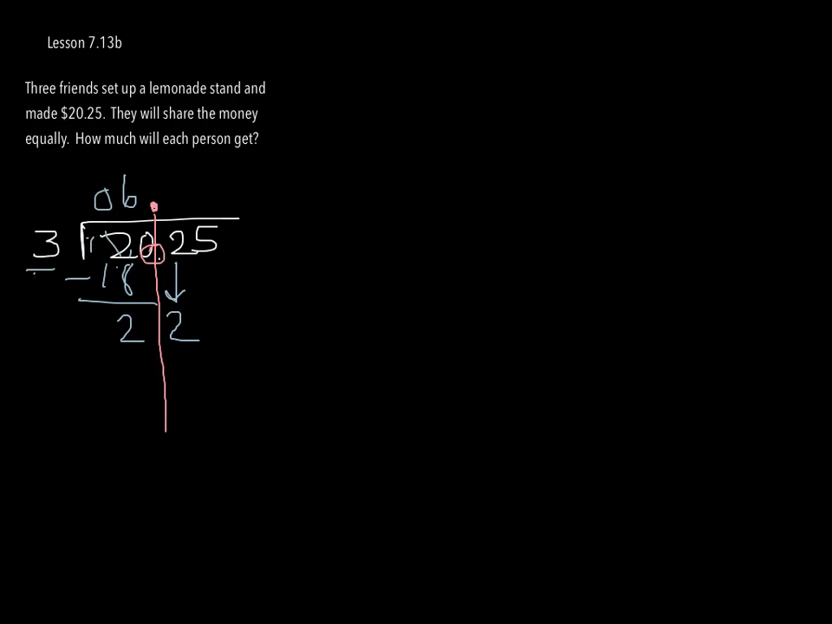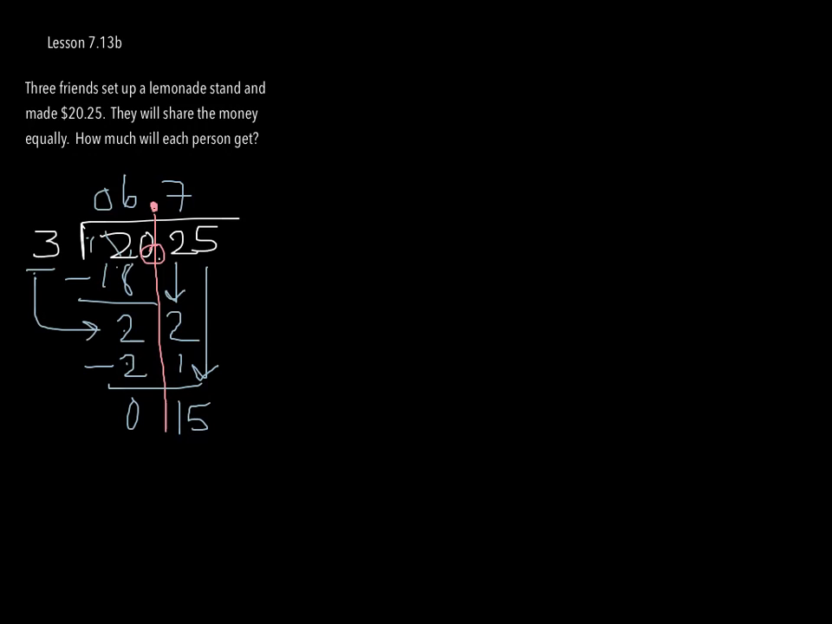And now it's how many 3's in 22. Again, skip count, 3, 6, 9, 12, 15, 18, 21, 24. 24 is too big, so it's got to be 21, which is 7. Put answer on top, multiply, 3 times 7 is 21. And now I'm going to subtract, 2 less 1 is 1, 2 less 2 is 0. And I'm going to bring down my next number, I apologize.